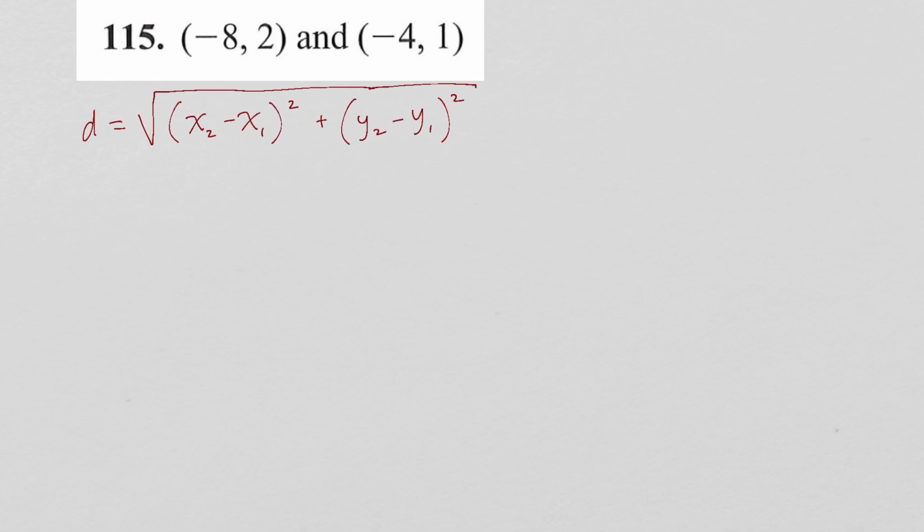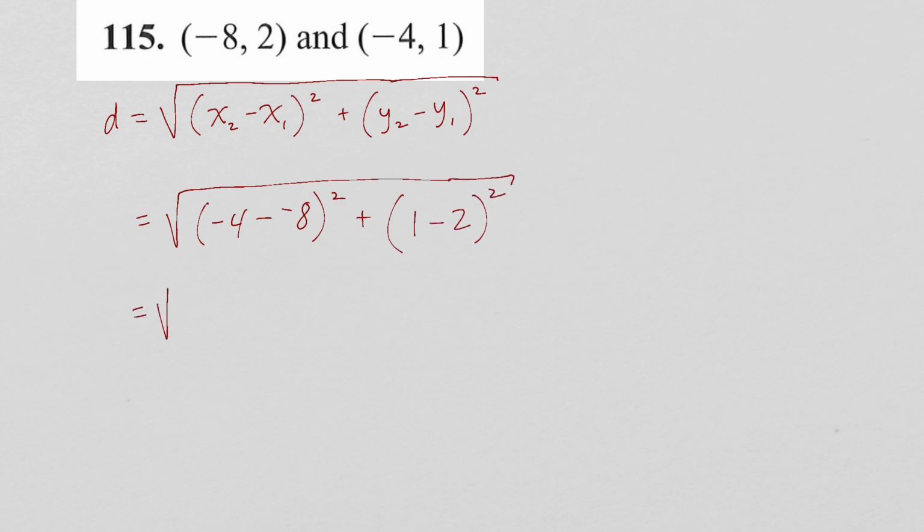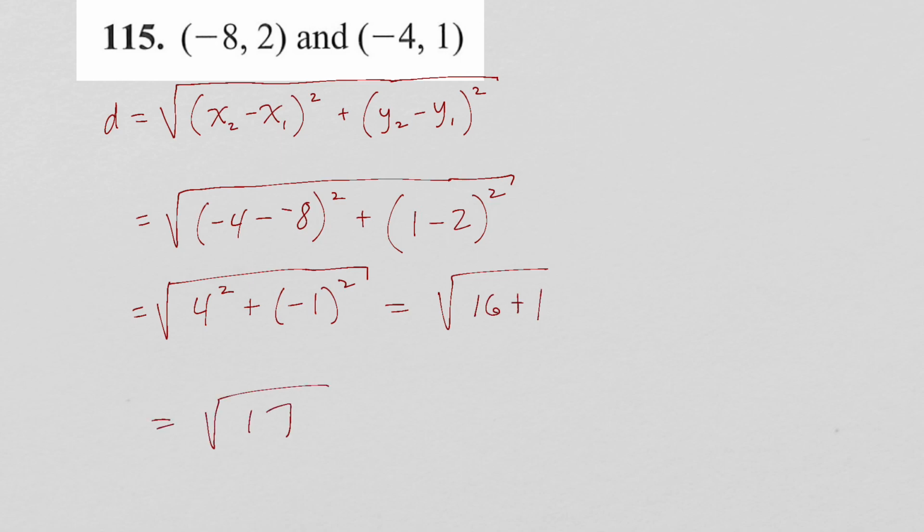Okay, we're going to use the distance formula, which is there. And so this is equal to the square root of x2, which is the x value of the second point, minus x1, which is the x value of the first point, plus y2, which is 1, minus y1, which is 2. This is negative 4 plus 8, which is a positive 4. This is 1 minus 2, which is a negative 1. So this turns into 16 plus 1, which is the square root of 17, and that cannot be simplified.